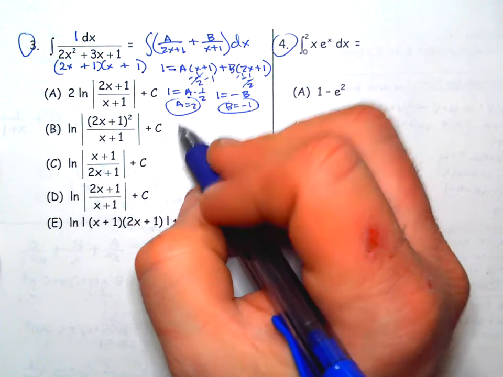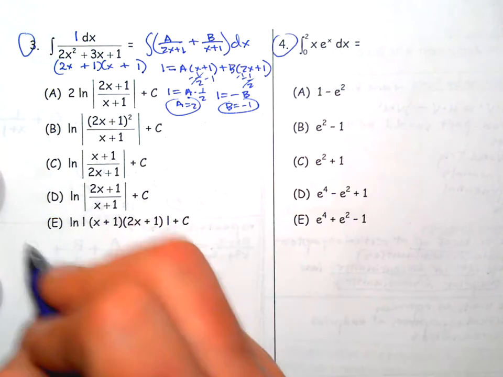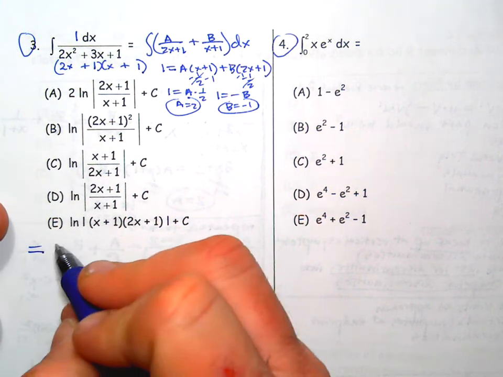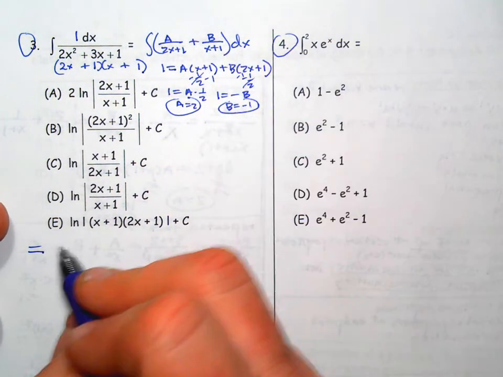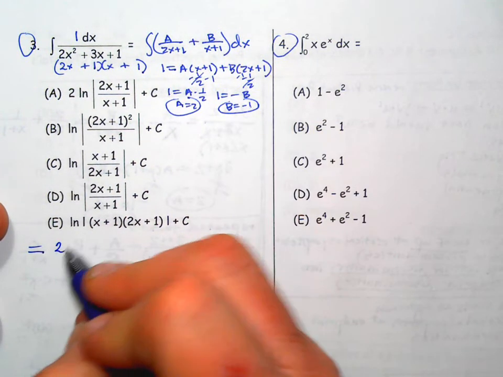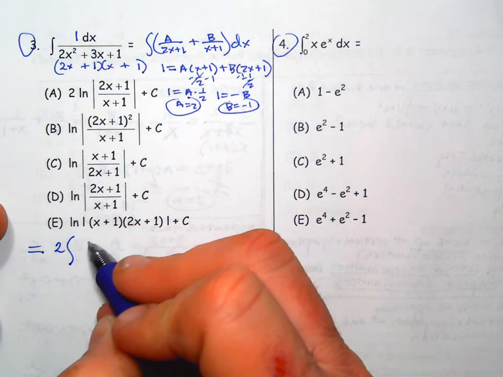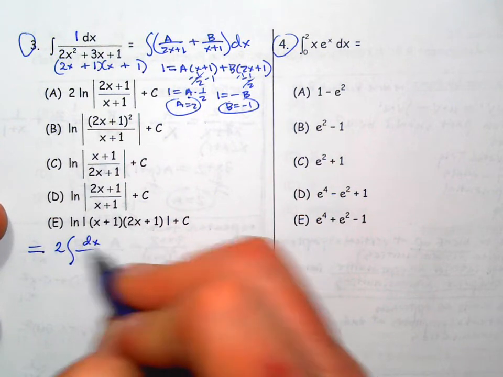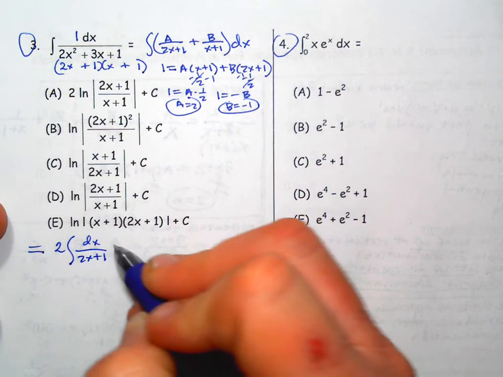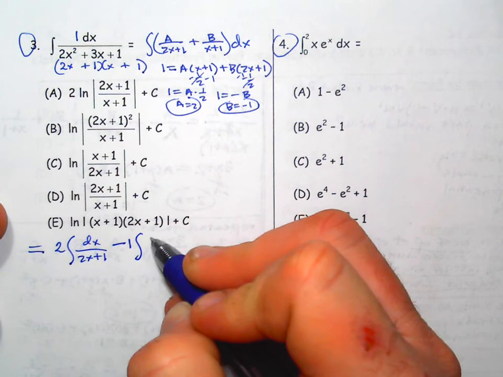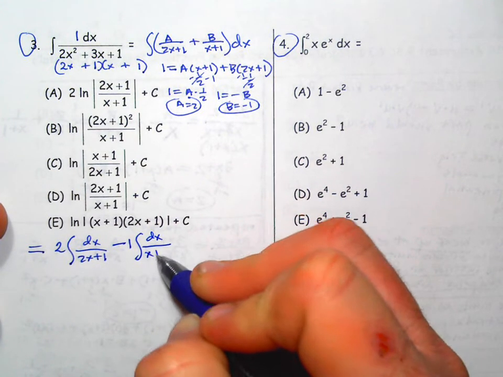And so then I'm going to integrate it. I'm going to jump down here and say, okay, well, I'm integrating. Now, I usually break these up. I put these numbers just out in front as a coefficient. 2 over 2 integrating dx over 2x plus 1 minus 1 integrating dx over x plus 1.